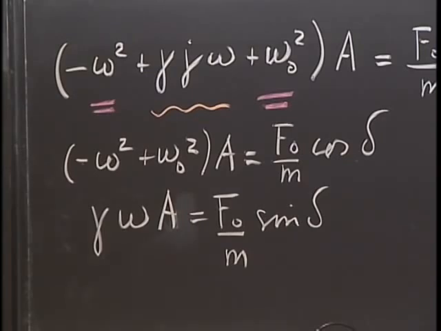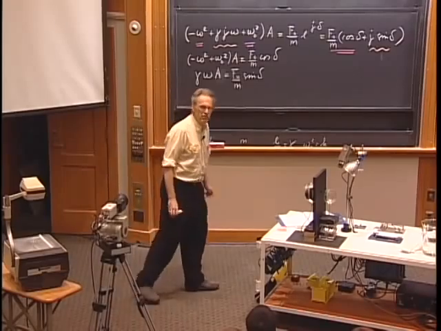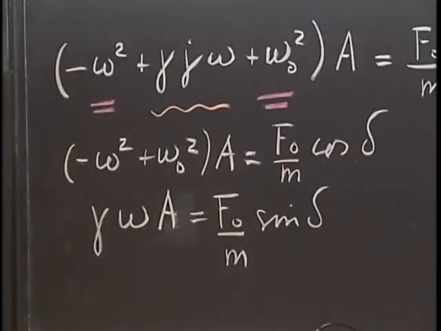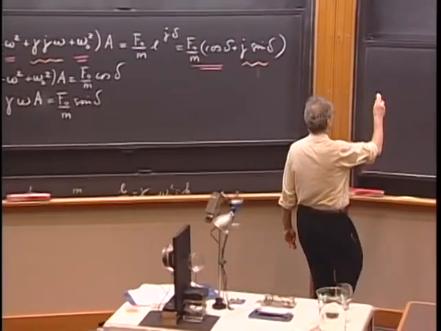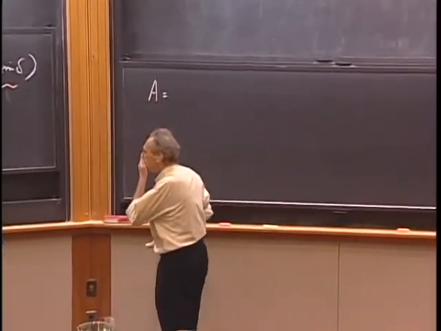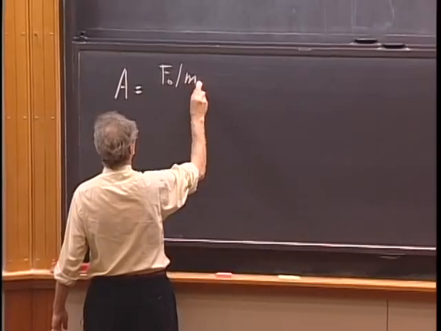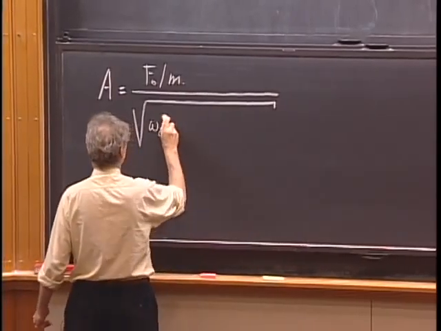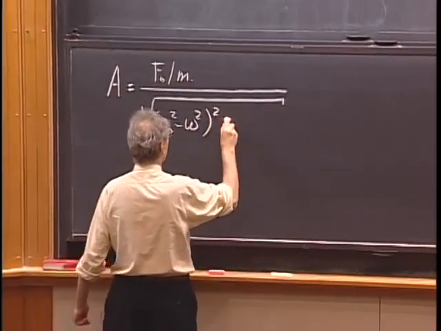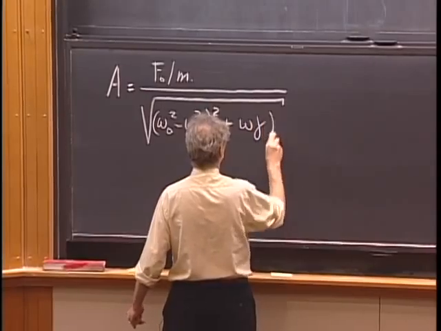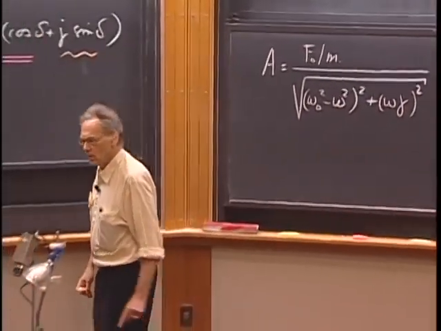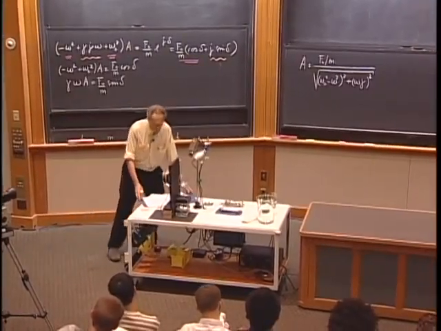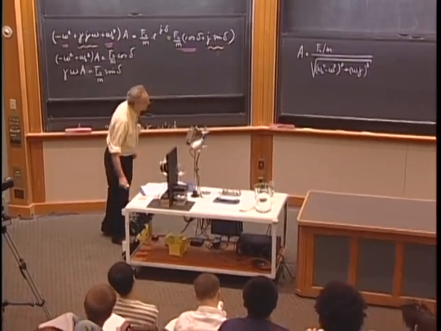Two equations with two unknowns, A and delta, and they're easy to solve. If you square them, then you get sine squared delta and cosine squared delta. You add them up, that's 1. And so that immediately gives you what A is. So A is going to be F0 divided by m upstairs, and downstairs you're going to get the square root of ω0 squared minus ω squared, squared, plus ωγ squared. So this is the amplitude of the object. And we'll talk about this for at least the next 10 minutes. It's a very complicated function. We want to see through that equation what it actually means.